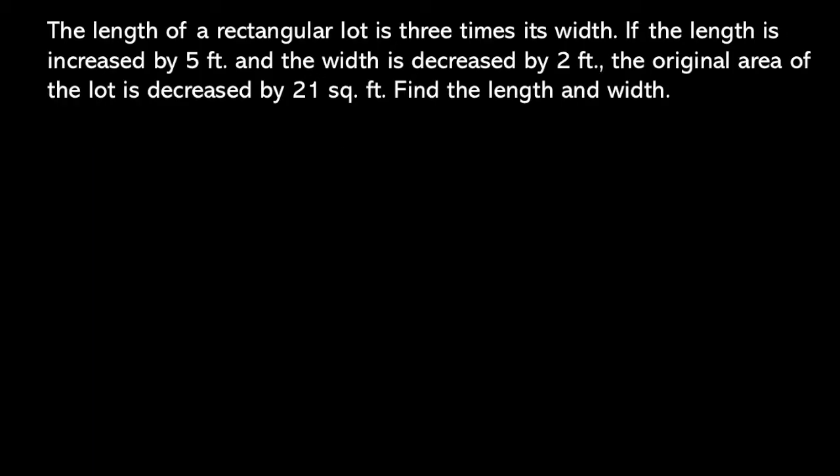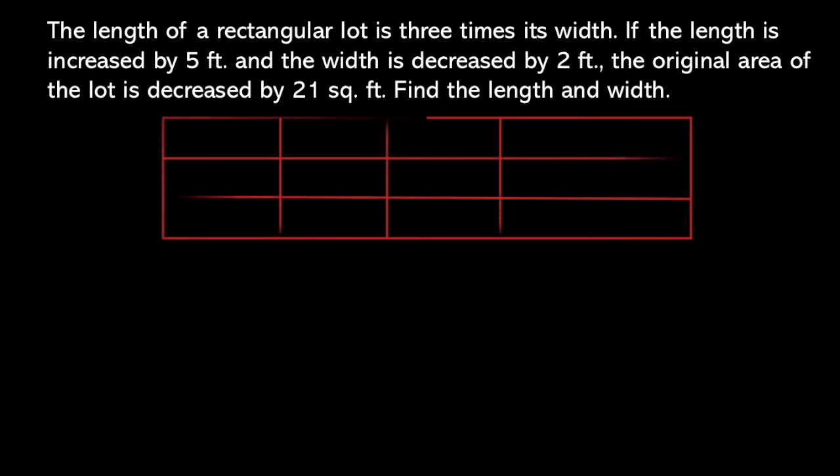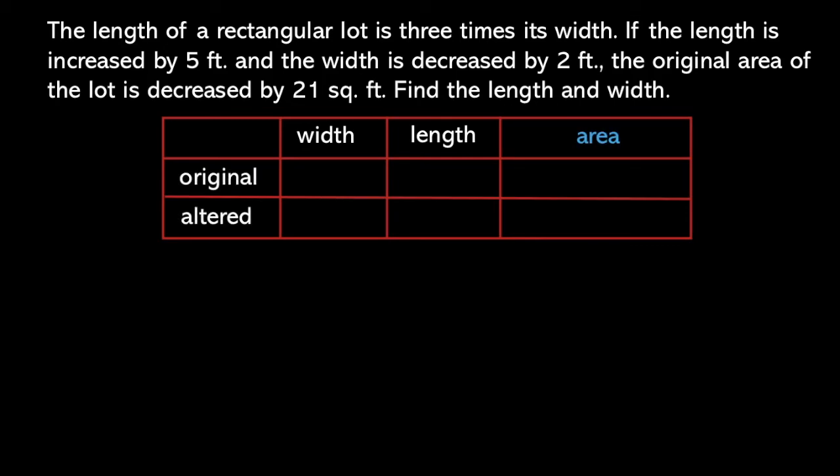The length of a rectangular lot is 3 times its width. If the length is increased by 5 feet and the width is decreased by 2 feet, the original area of the lot is decreased by 21 square feet. Find the length and the width. It is again helpful to create a table out of the given information. In this table, I will write the width, the length, and the area given the original dimension and the altered dimension. Originally, the length of the lot is 3 times the width.